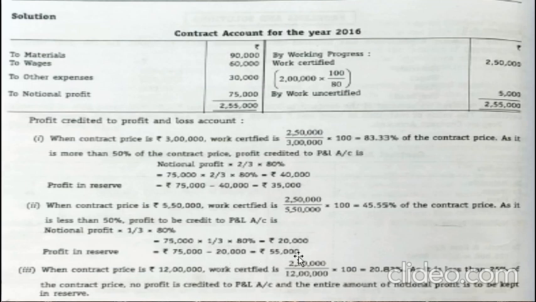So the remaining 55,000 will be transferred to your general reserves, which will be used for the further work carried out in the contract.